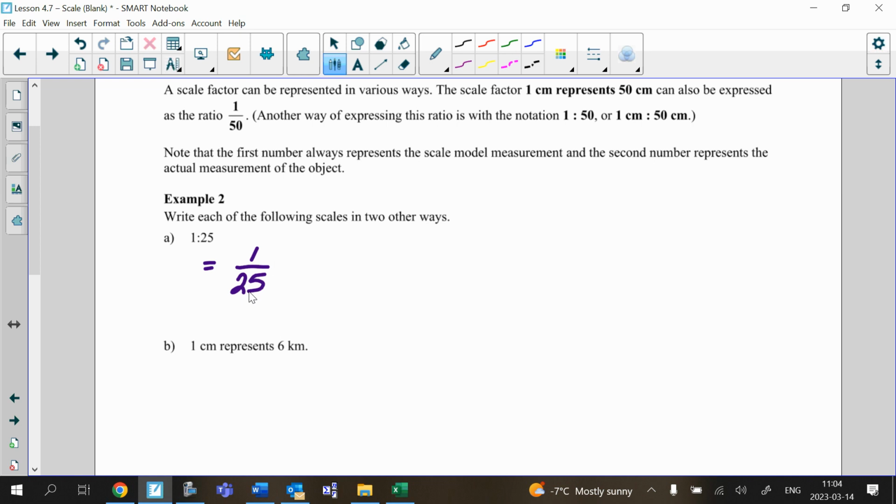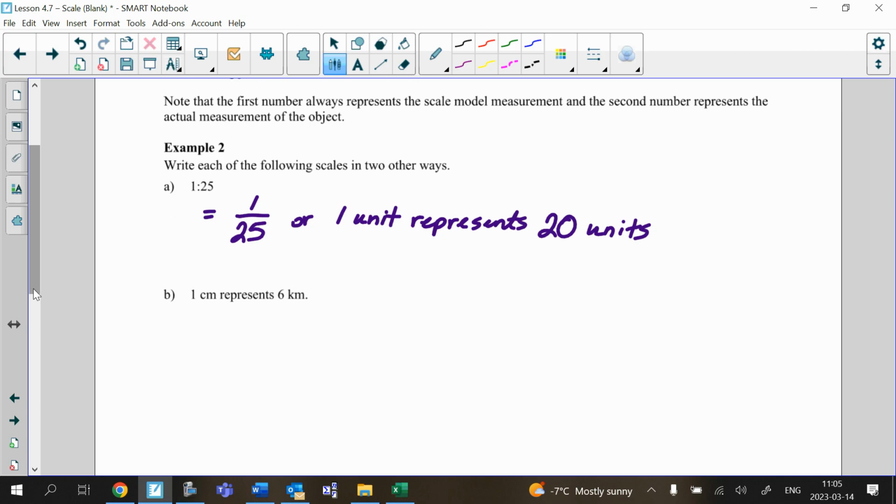Or, I don't know what the units are in this question, so I would say 1 unit represents 20 units. So that's 2 different ways we could show it. Here, we're given it in words, so we could show it so it looks like a fraction, or we could show it using a colon.